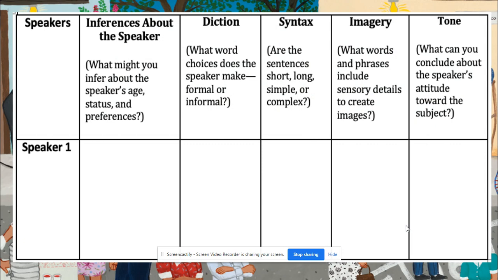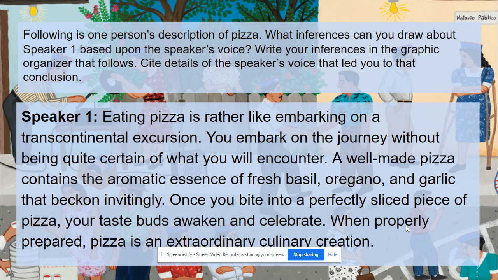So let's talk about the speaker first, what inferences we can make about the speaker, what their age is, their social status, the things that they like. And I think that we can agree that this person is probably an adult, 30s or 40s. They seem, that kind of age bracket. They're definitely educated based on the type of language that they use. And we might say that there's some type of writer or vlogger that likes to talk about food.